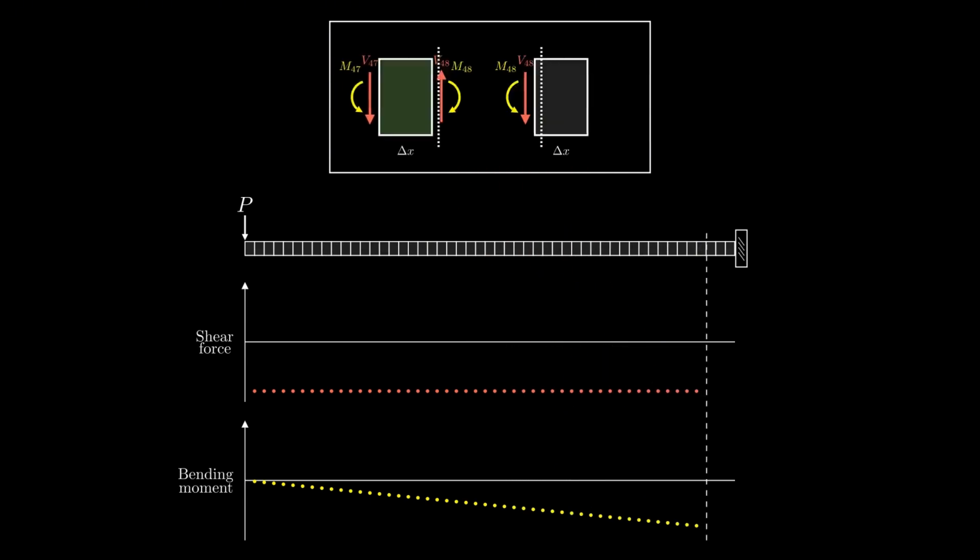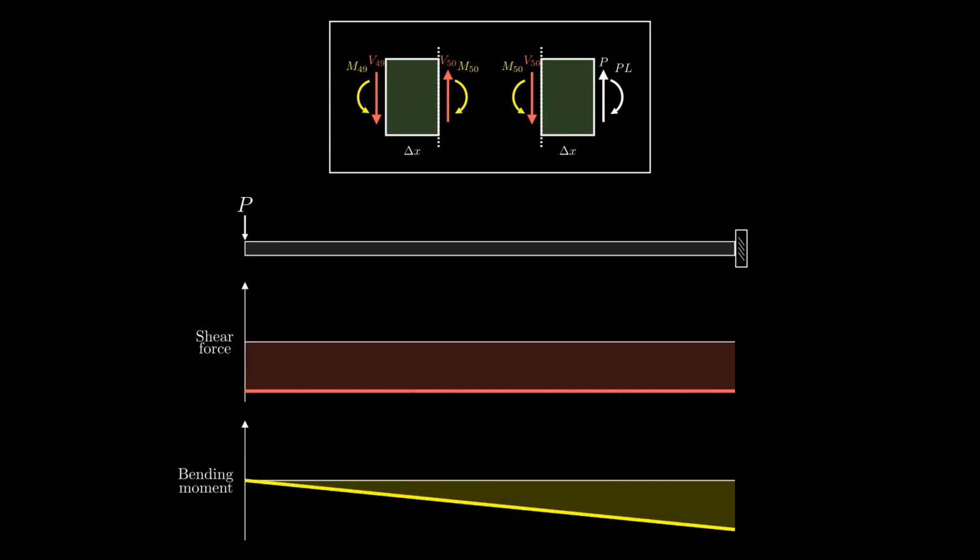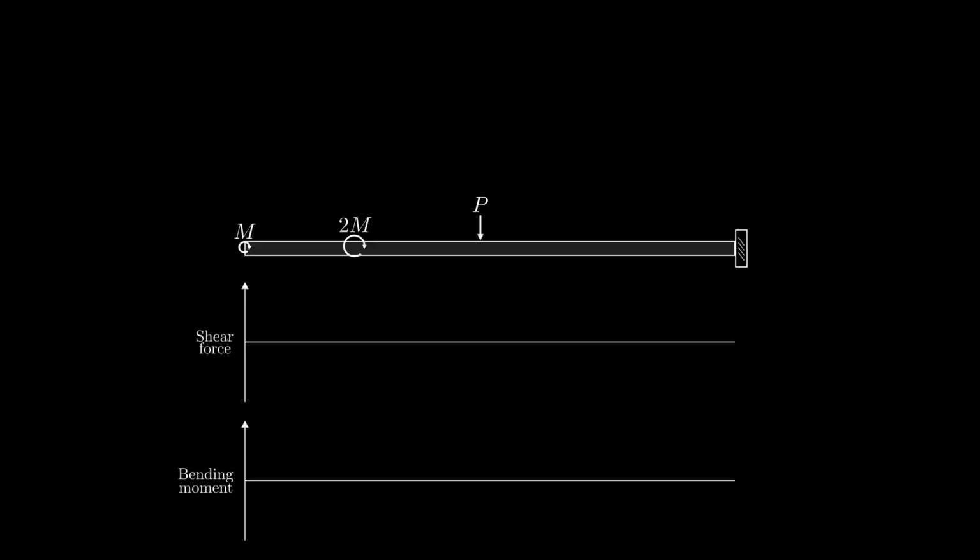And the last element is balanced by the support reaction at the fixed end. If we now imagine these elements becoming infinitely short, then we can know the shear force and bending moment at every section. Let's look at a slightly different example.